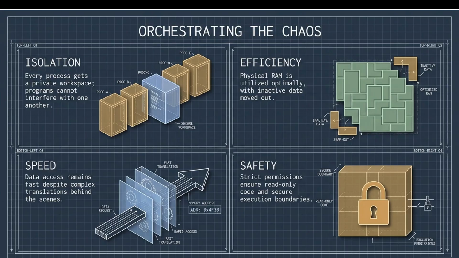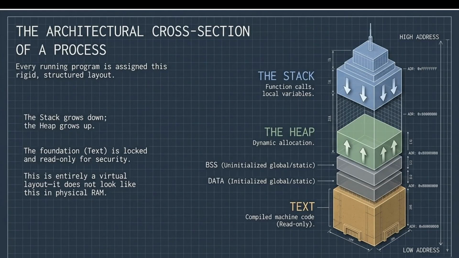Safety: strict permissions ensure read-only code and secure execution boundaries. So for all of this data to be safe, there are mainly three different types of permissions, which are read-only permission, write-only, and execute permission. Let's go to the next slide.